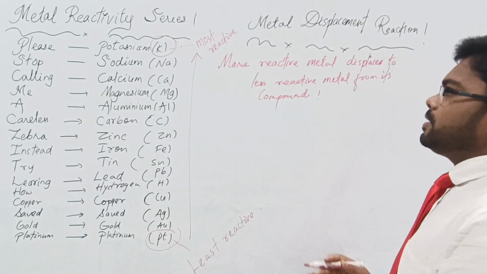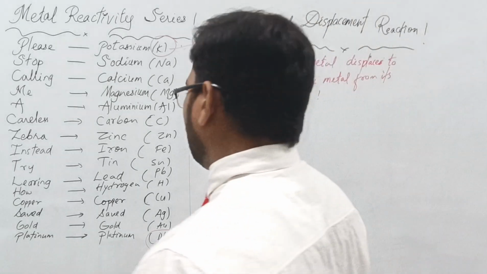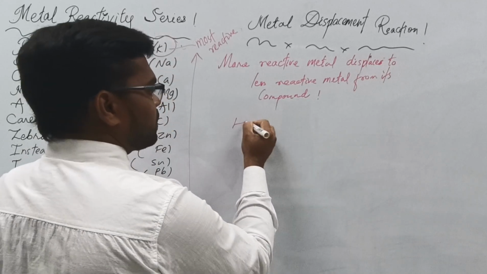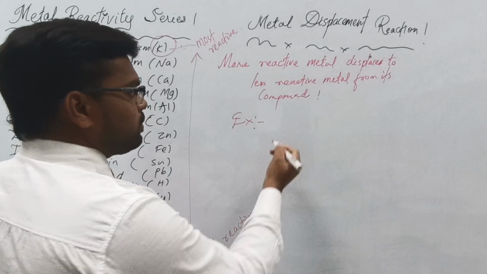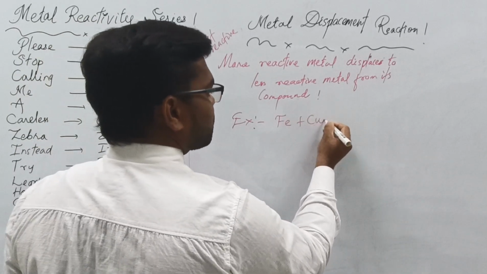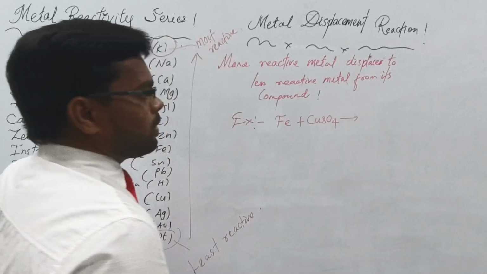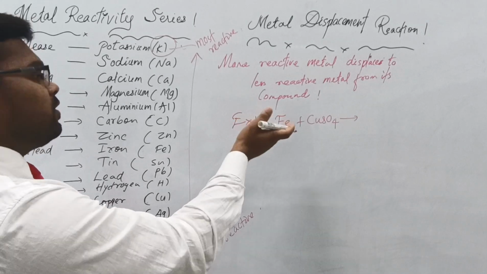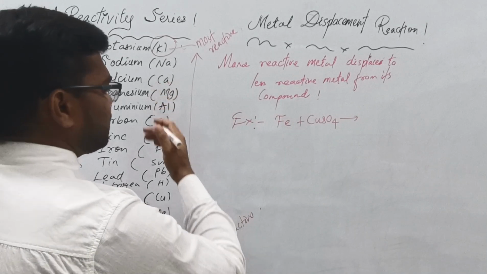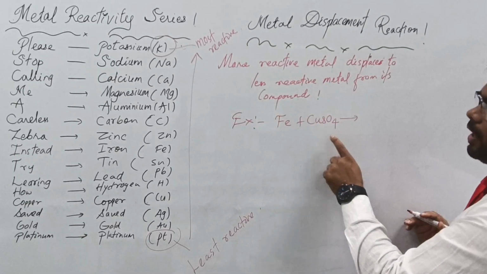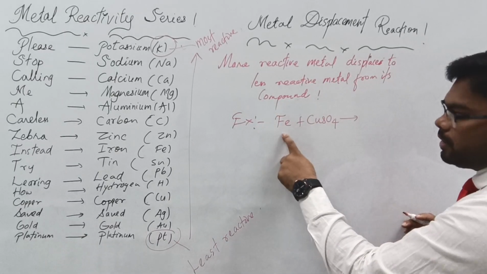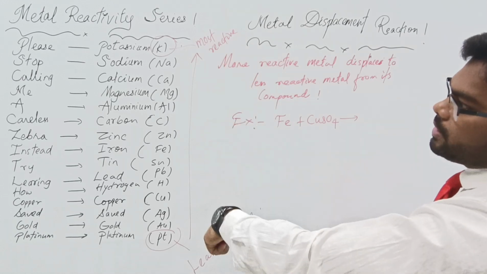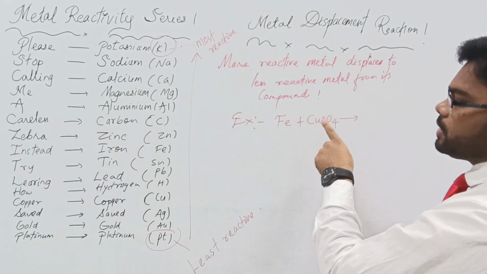Now let me take one example for metal displacement reactions and how we are going to apply this series. Alright. Let's suppose we have an example here, guys. If iron metal reacts with copper sulfate, what will be the product? In this case, whenever you are given this type of equation, you have to look at the metal reactivity series. Always find the metals present in the equation. Here we have iron and here we have copper, guys. Now always look at the metal reactivity series for the position of iron and copper.